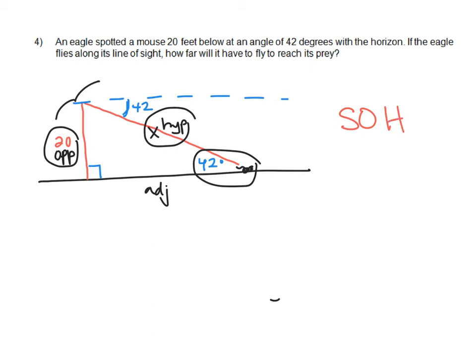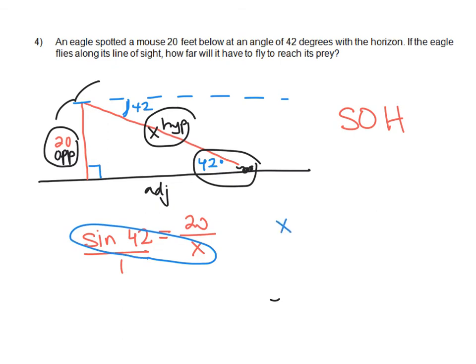And you guys know it's going to be the sine. So we say sine of our angle 42 degrees is equal to the opposite, which is 20, over the hypotenuse, which is X. So when we've been solving these, we go ahead and put a 1 underneath the sine of 42. That lets us cross multiply easily. X times the sine of 42 equals 1 times 20.